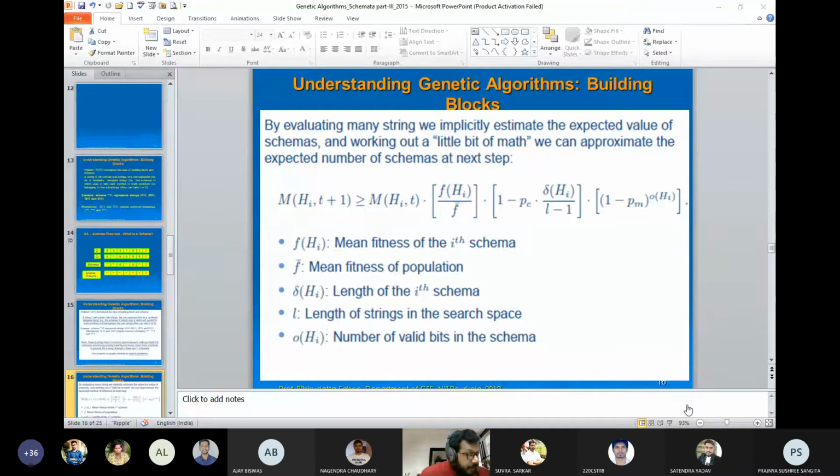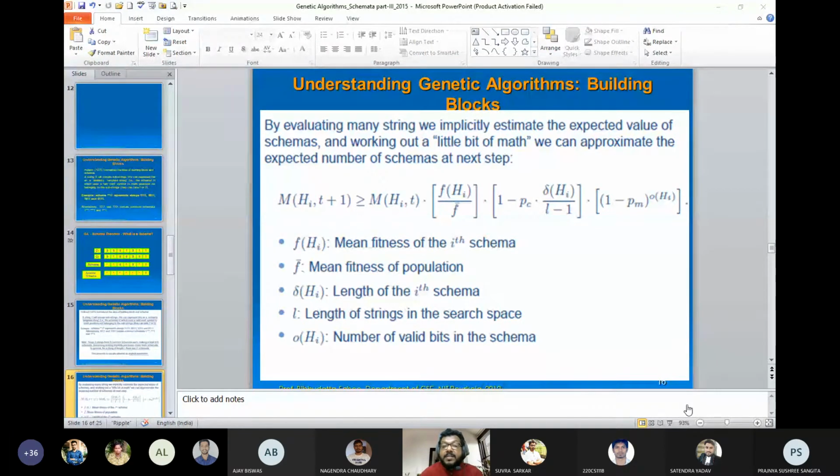Yes, you'll resume. So Hi is the individual schema. Let us say there are three schemata as I have explained, and suppose in the current population that represents T, then how to evaluate? And suppose there are three schemata available at T plus 1, we'll calculate the H, and we'll come to the next term. So what is f of Hi? F of Hi is the mean fitness of the ith schema.